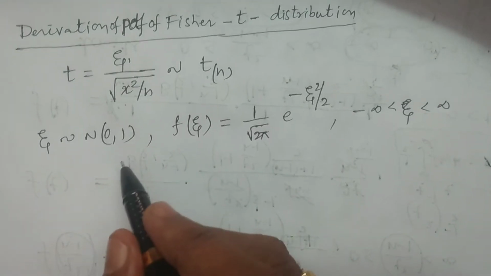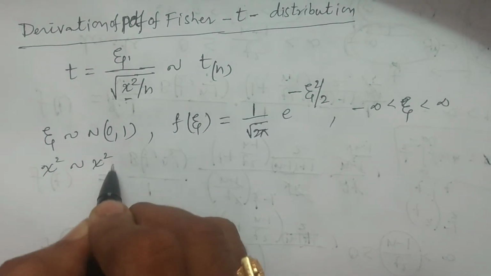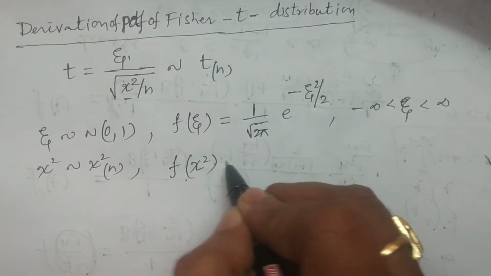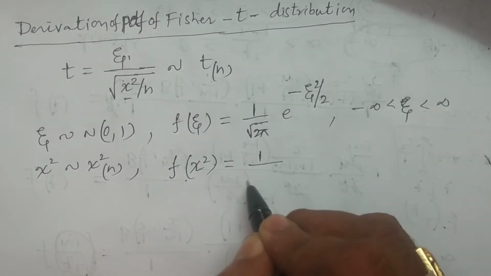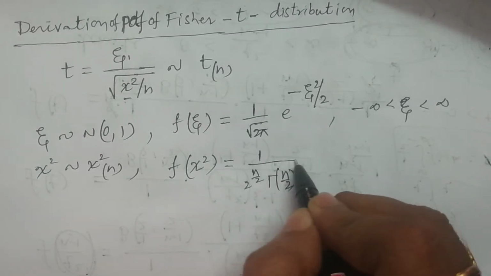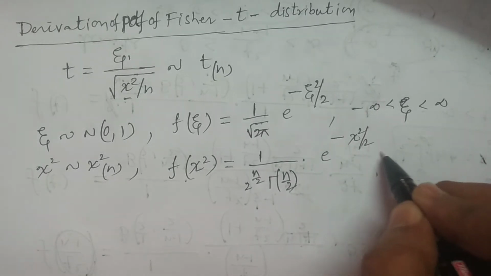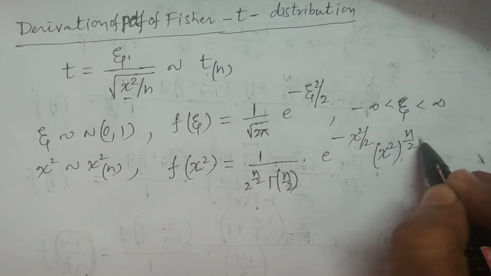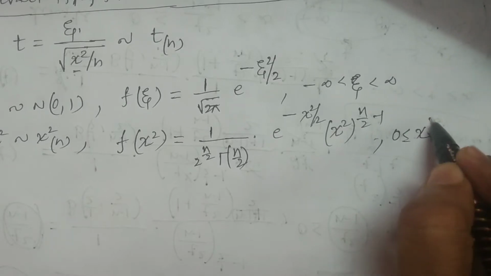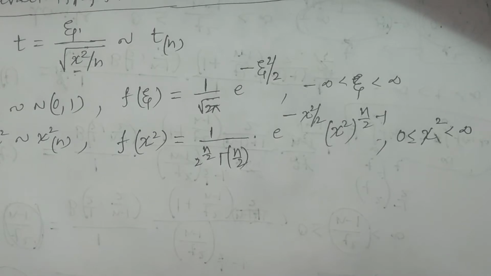Next one, the chi square. Here this chi square follows a chi square distribution with n degrees of freedom. Hence, the PDF of chi square is f of chi square equal to 1 by 2 power n by 2 gamma of n by 2, e power minus chi square by 2, and chi square whole power n by 2 minus 1, for which the limits are 0 less than or equal to chi square less than infinity. Chi square limits are 0 to infinity.